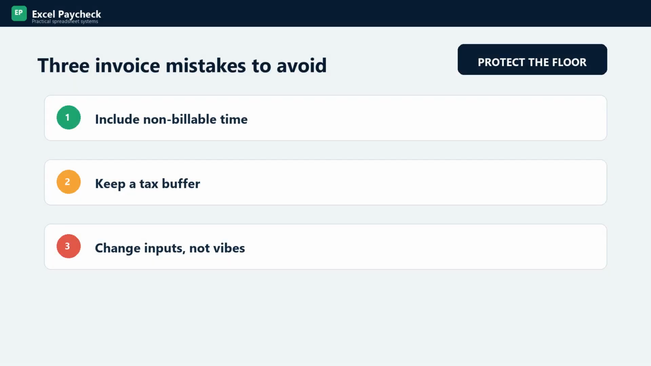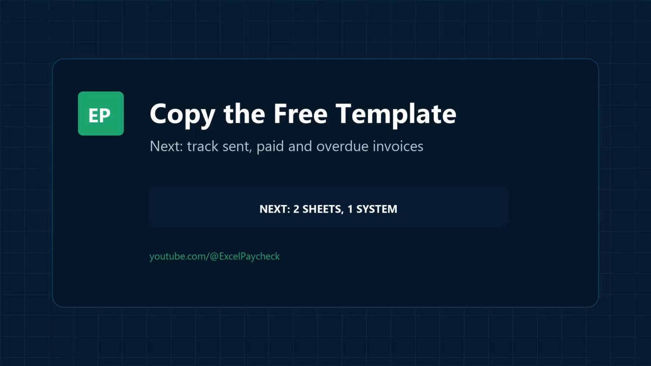Do not pretend 100% of your hours are billable. Do not ignore tax buffer. Do not lower the sheet rate in a panic email without updating the goal math. Change the inputs, then requote. You now have a freelance hourly rate calculator you can reopen before every proposal.